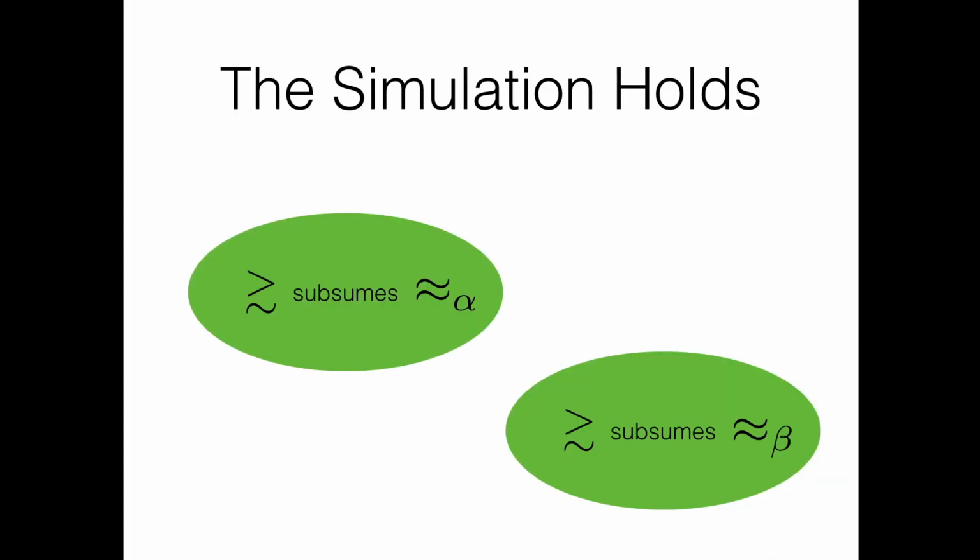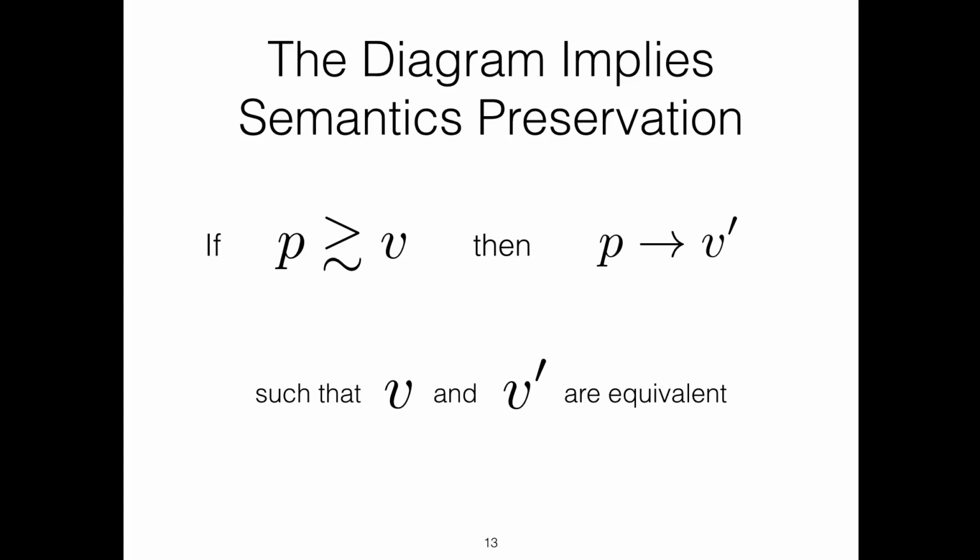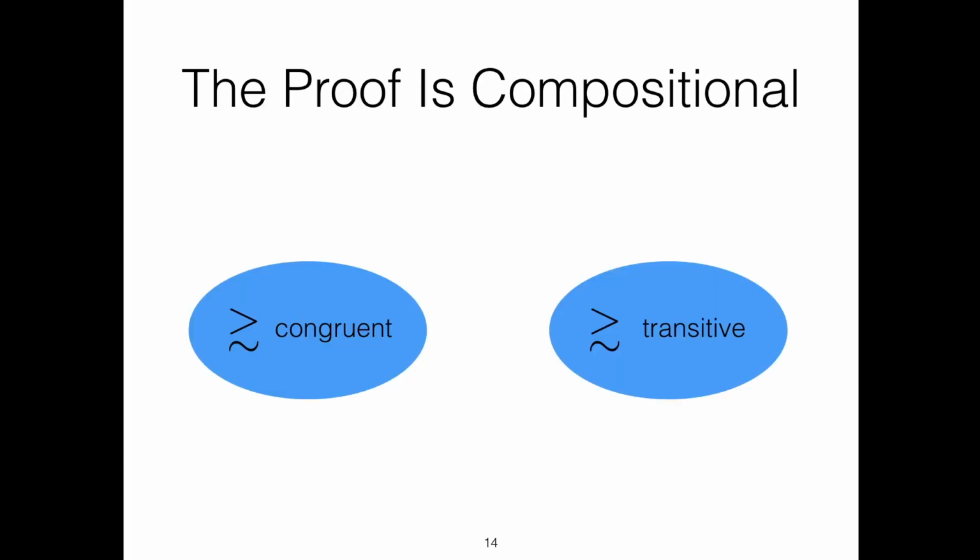Because the logical relation assumes both alpha and beta equivalence, the simple simulation diagram holds. Furthermore, the new simulation diagram implies semantics preservation. This is because if P is logically related to a value V, then P steps to some value V prime that is equivalent to V. We are also able to recover compositionality, as the logical relation is both congruent and transitive. Therefore, the proof is compositional in the way we saw earlier.